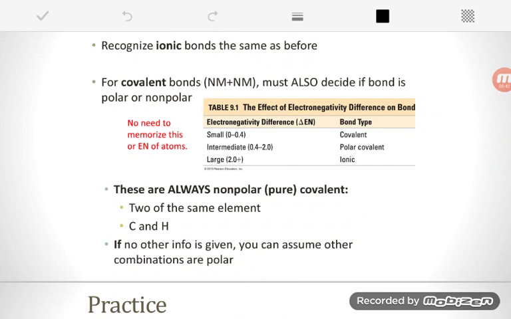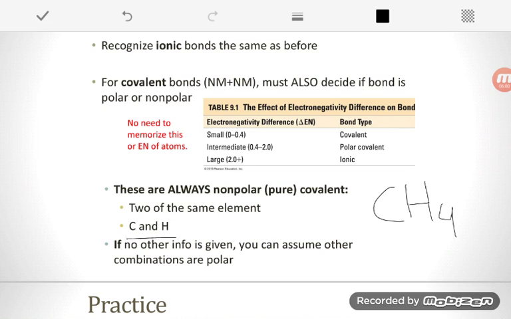For instance, if I had CH4, that's only going to have nonpolar bonds in it because carbon and hydrogen together always form a nonpolar bond. There's nothing really special about carbon and hydrogen. They just have very, very similar electronegativities.